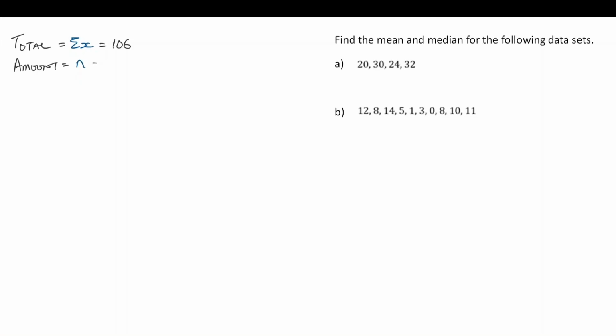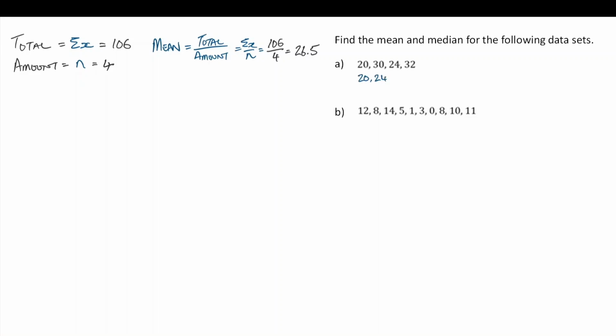We need to know the amount of values we're working with. We use the notation n. In this case, it's 4. The mean is the total divided by the amount. The mean is sigma x over n, the sum of x over n. 106 divided by 4 gets us 26.5. The mean for this data set is 26.5.